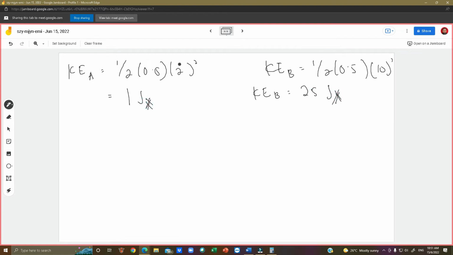Which concludes that by increasing the amount of velocity within the moving object, we are going to increase the amount of kinetic energy within the object itself. Okay, baik. Ni konsep. Okay.